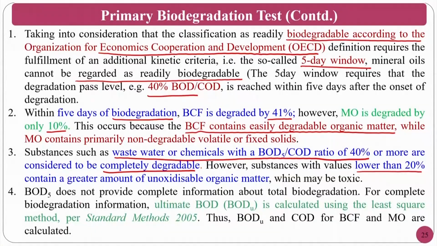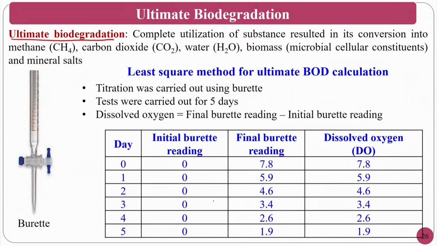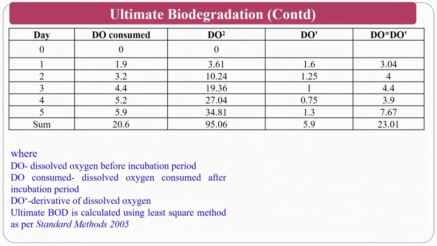For that purpose, we have to go for the ultimate biodegradation test, where we will use the least square method. It uses the final burette reading, initial burette reading and dissolved oxygen and all those things we will see, and this is calculated by the least square method, for which standard papers are there. You can go through those standard papers to calculate the ultimate biodegradability and other things.